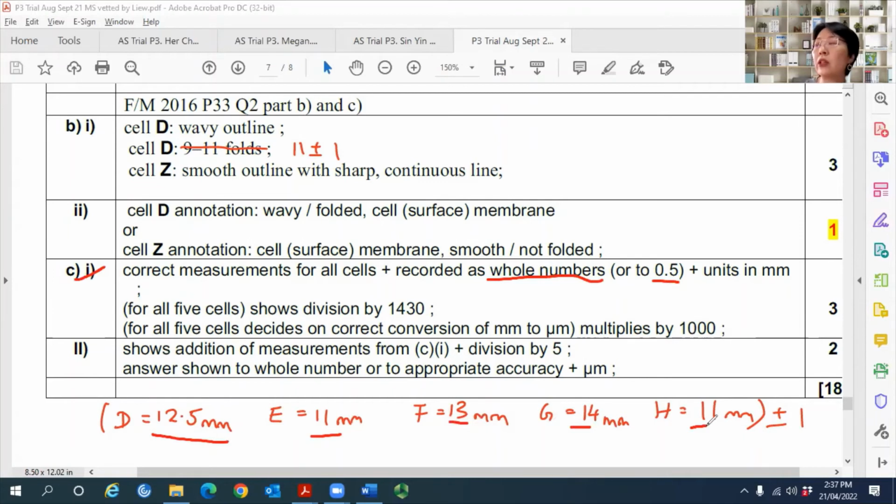Because when you use a ruler to measure in mm, the smallest that you can measure is 0.5 mm. So it is either a whole number or up to 0.5 mm. The unit must be in mm, according to the original mark scheme.